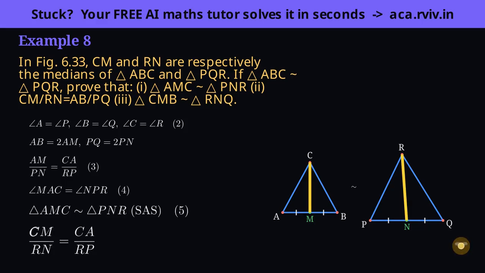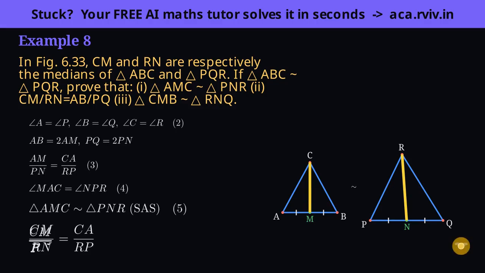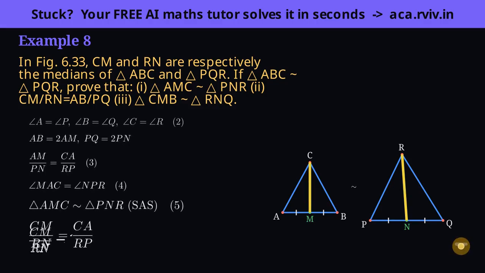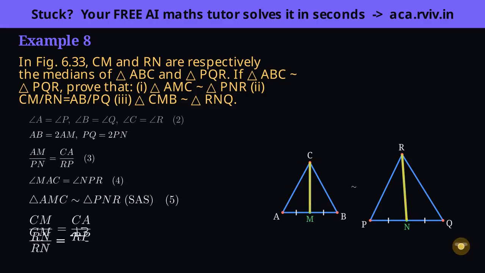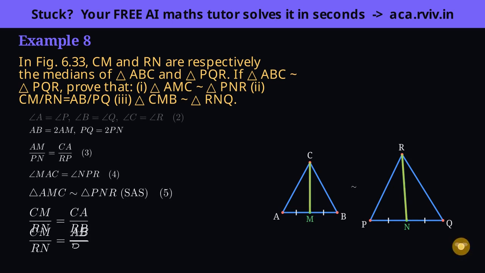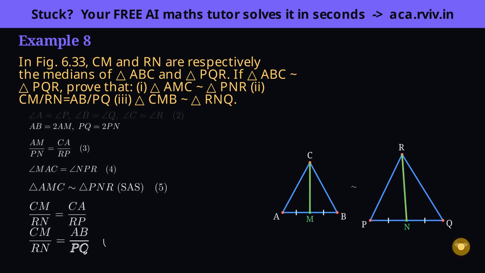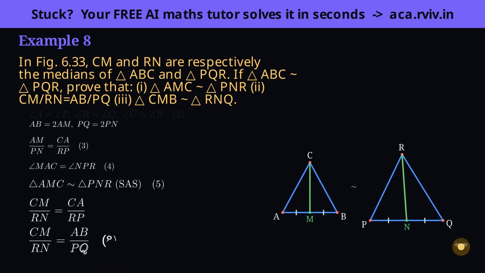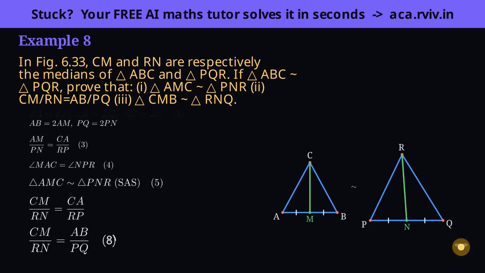That last link is equation 1. CA over RP is one of the equal ratios, so it also equals AB over PQ. Chaining through, CM over RN equals AB over PQ. Call it equation 8. That's part 2 proved. The medians are in the same ratio as the sides.